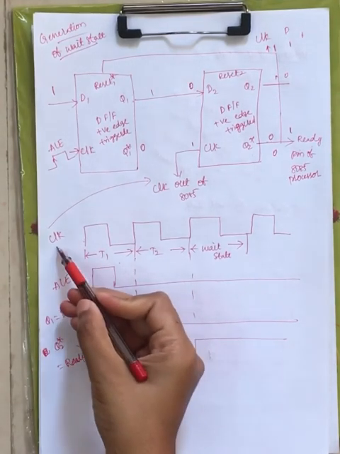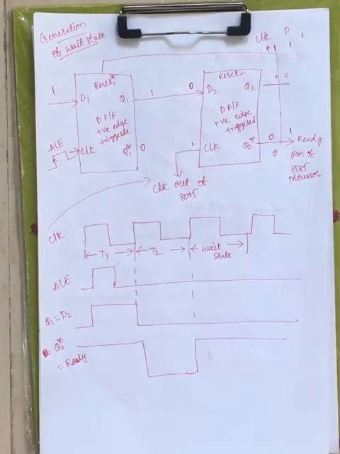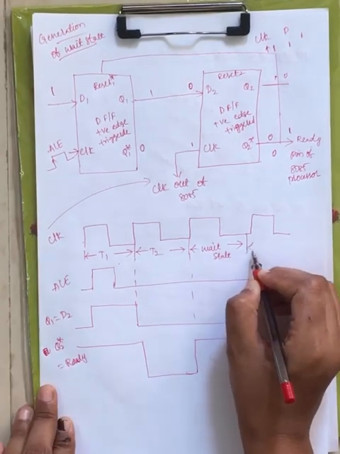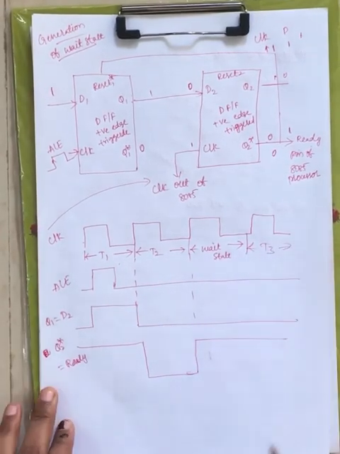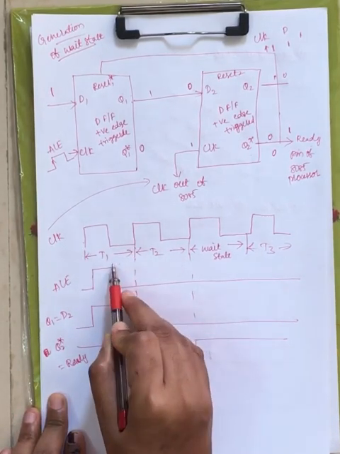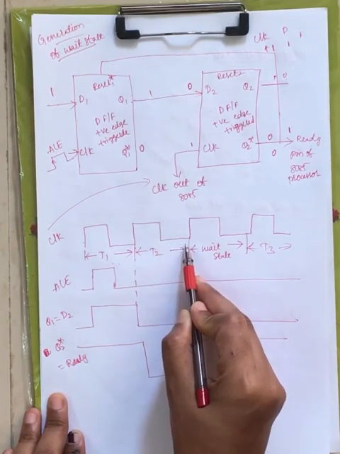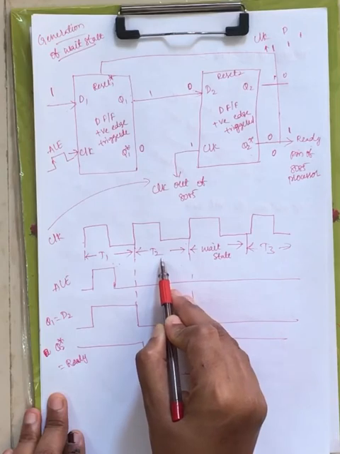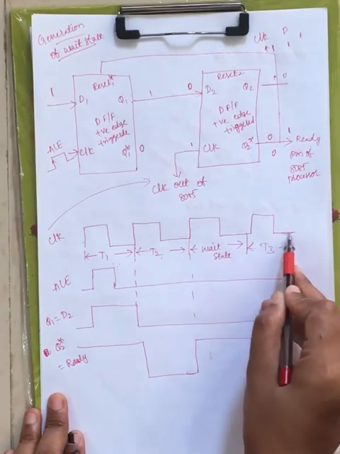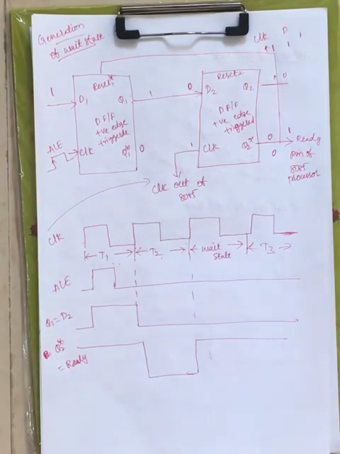Here I have drawn the clock signal of 8085, containing some number of clock cycles. I have considered 3 clock cycles. This is one complete clock cycle, represented by T1, which indicates the first clock cycle. This is one more complete clock cycle, indicated by T2, the second clock cycle, then the third clock cycle, fourth clock cycle. Here I have represented the clock signal of 8085.